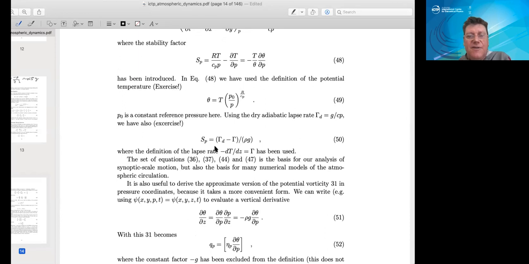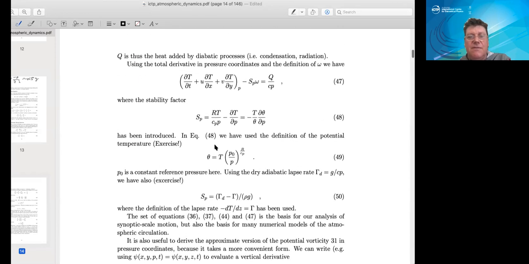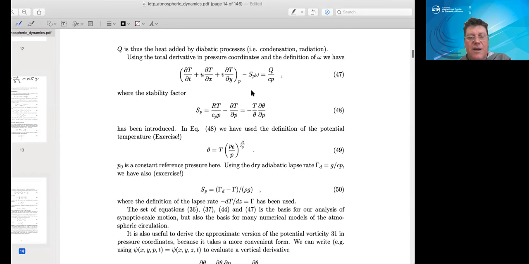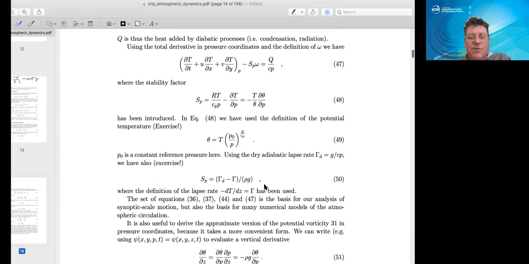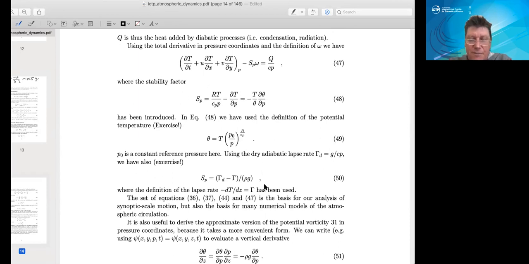Now, this set of equations, the thermodynamic equation, together with the continuity equation, which is the divergence-free equation in pressure coordinates, the hydrostatic equation, and the horizontal momentum equation, they build up a set of equations that is essentially used in many, many numerical models of the atmospheric circulation and in climate models in general. This is the set of equations that is often used.